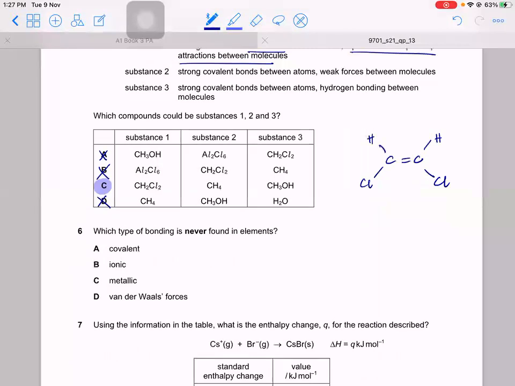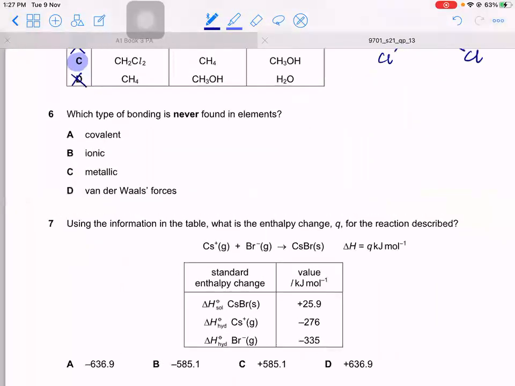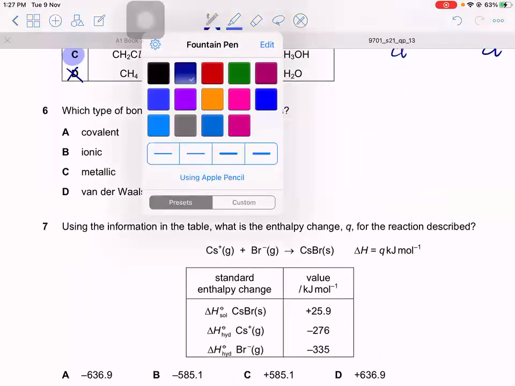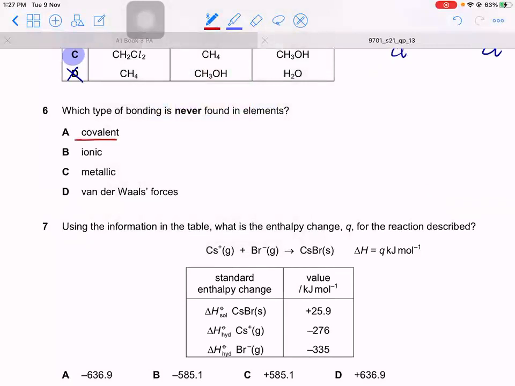All right. Which type of bonding is never found in elements? So which type of bonding will you never see in elements? Can you have covalent bonds in elements? Yes. For example, a Cl element with another Cl element, can you have covalent bonds? Yes. Can you have ionic bonds between elements? No, this will always be between a cation and an anion. So the answer therefore is B.